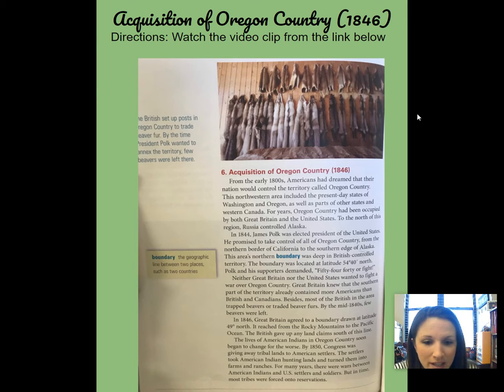The lives of American Indians in Oregon Country soon would change for the worse. By 1850, Congress was giving away tribal lands to American settlers. The settlers took American Indian hunting lands and turned them into farms and ranches. For many years, there were wars between American Indians and the U.S. settlers and soldiers. But in time, most of the tribes were forced onto reservations.